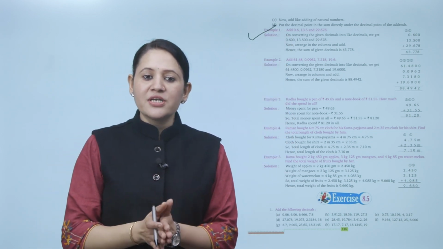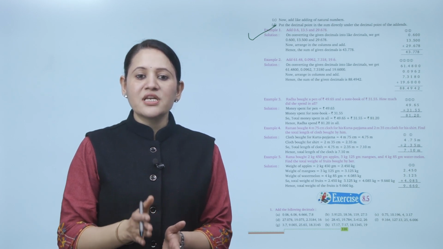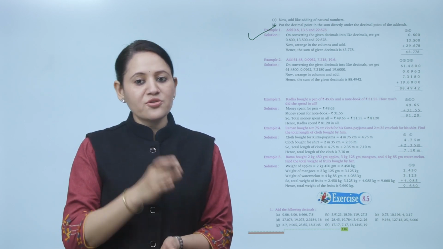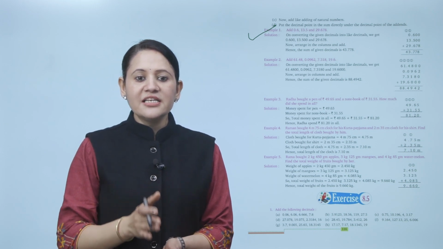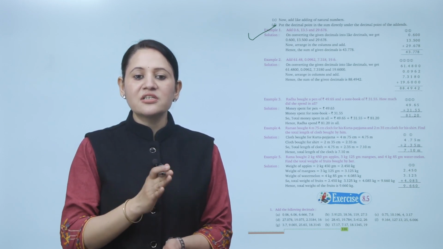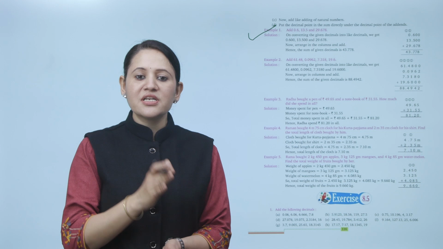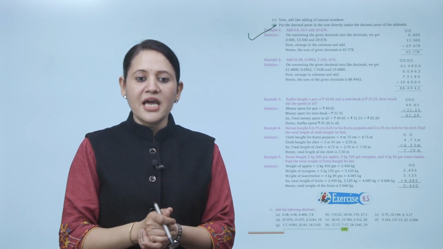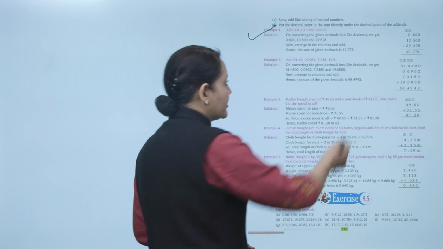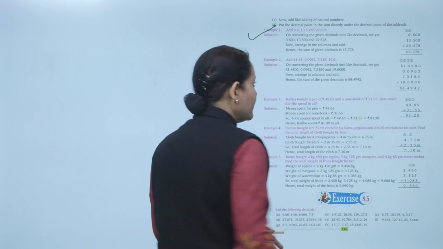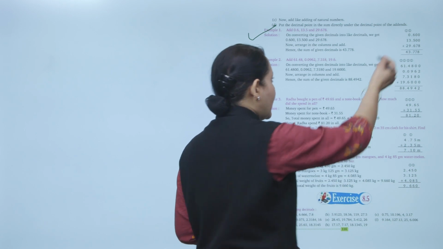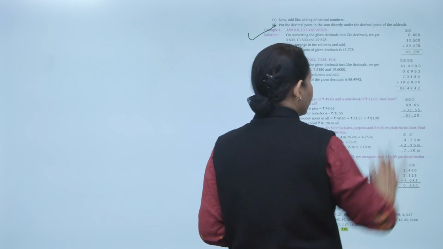Add 0.6, 13.5 and 29.678. So first we'll convert the given decimals into like decimals. So we'll get 0.600, 13.500 and 29.678. Now arrange in column and add. So like this, we'll arrange in column. Digits with the same place value will come in the same row, and we'll put decimal under decimal.